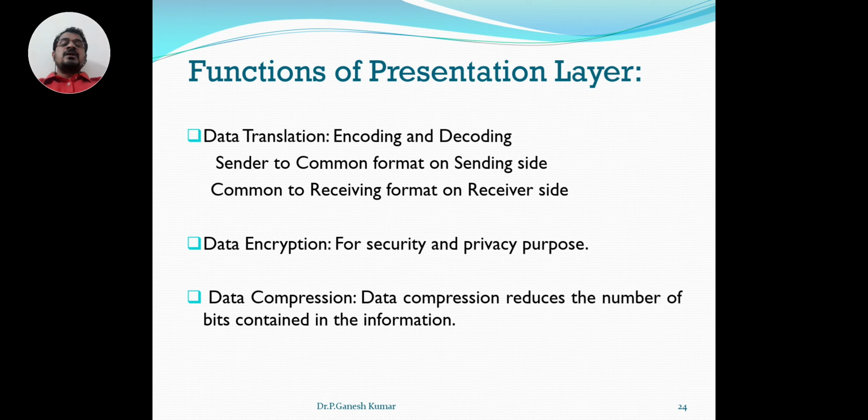Data translation can use encoding and decoding mechanisms, converting the sender's data to a common format on the sending side. The same thing has to be used at the receiving side so that it is able to retrieve the original message. For example, if one sending system uses one data encryption method, the same decryption method has to be used at the receiver side to retrieve its original data. So data encryption provides security and privacy, and data compression reduces the number of bits contained in the information.